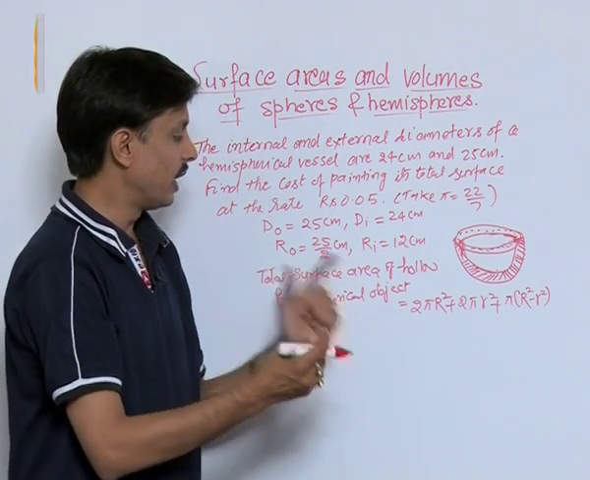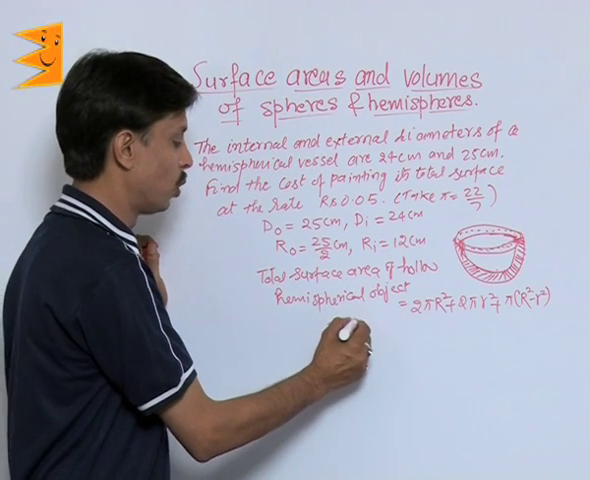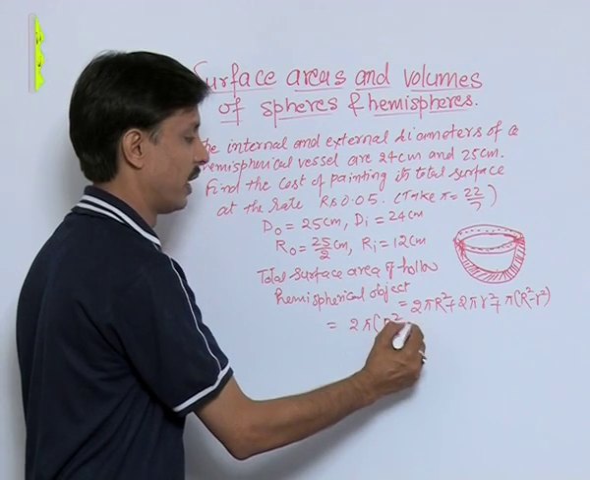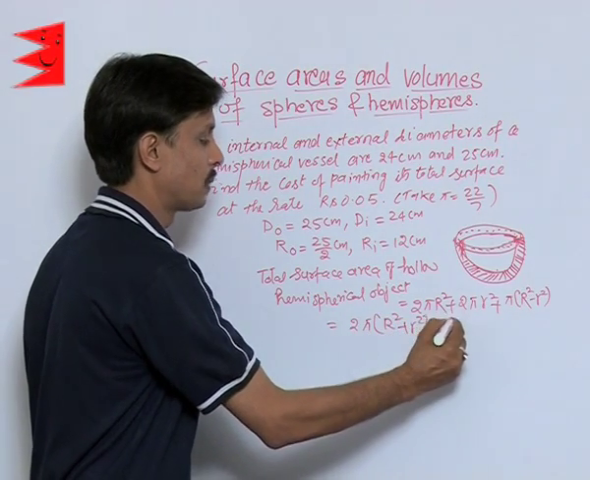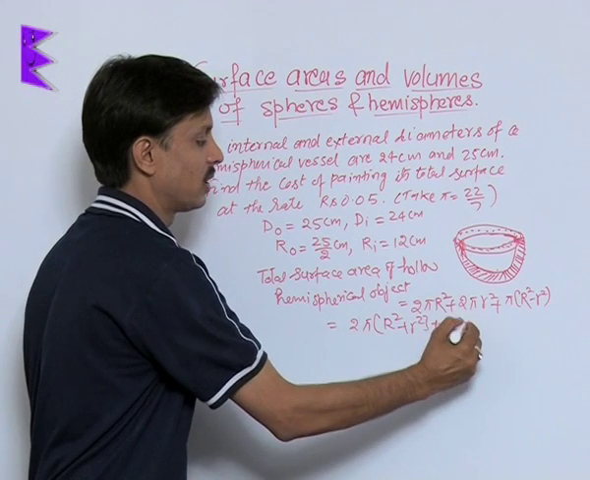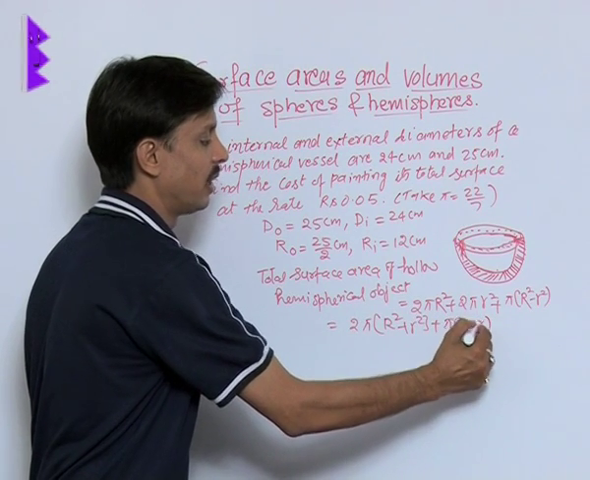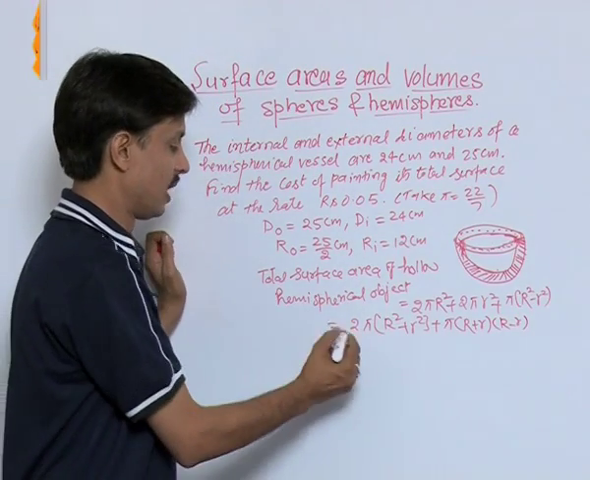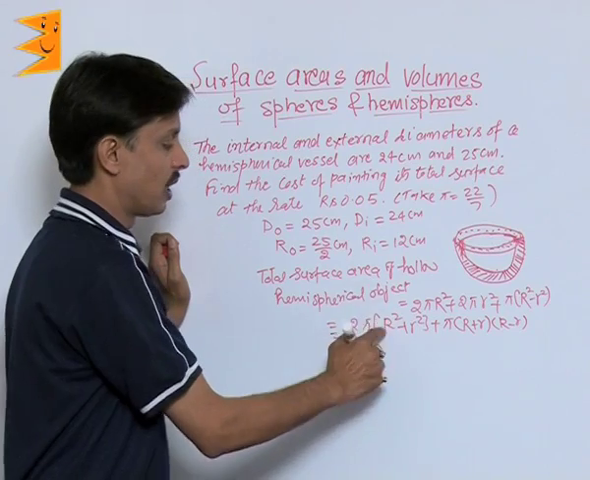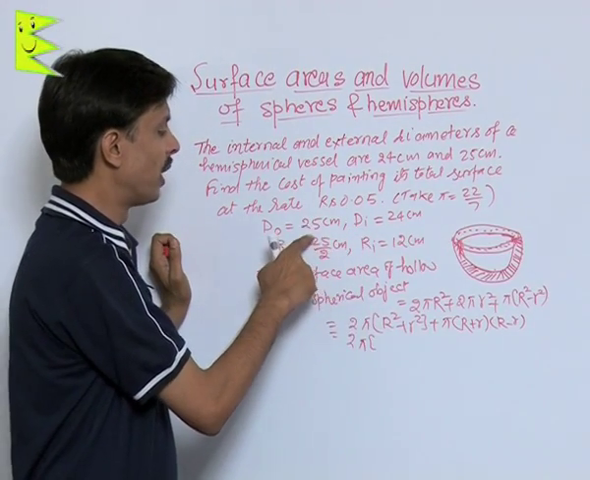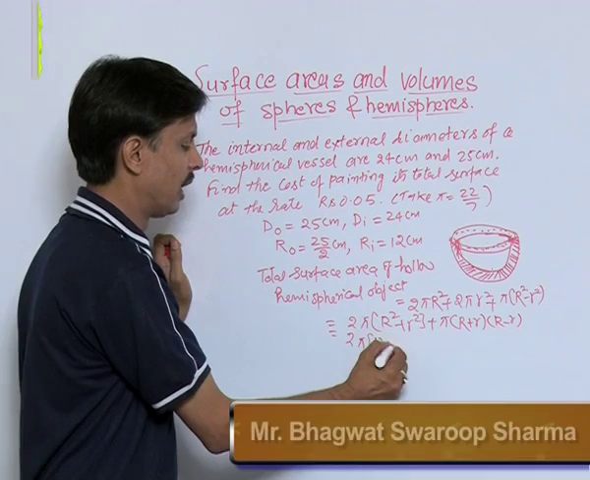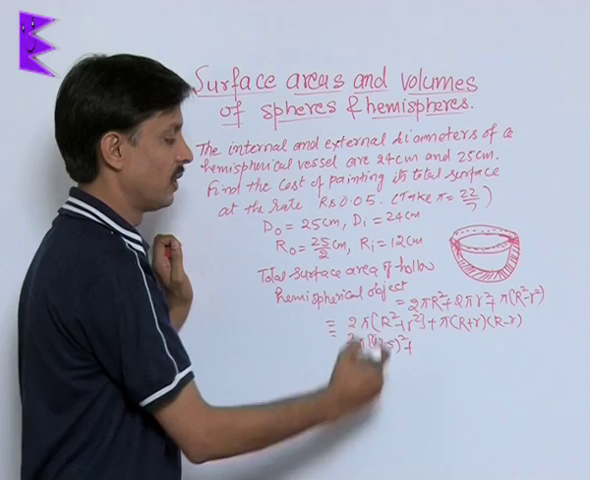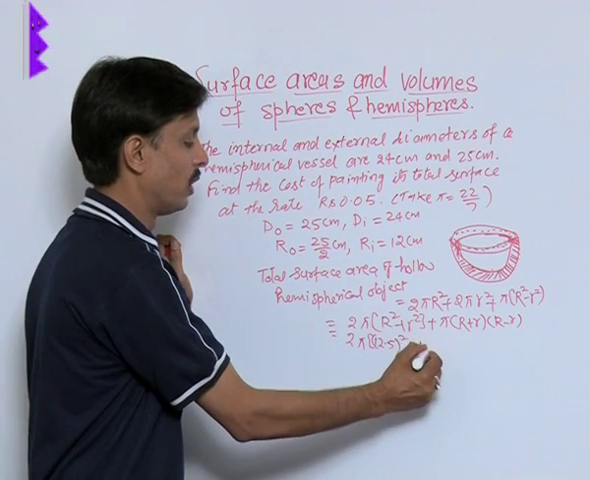To calculate the area, I will say it is 2 pi. 2 pi is common from these two. It is capital R square plus small r square, plus pi into R square minus r square, which by algebraic identity can be written as R plus r into R minus r. This becomes 2 pi into R square, that is 25 upon 2, 12.5 whole square, plus internal r square, you can say it is 12 whole square.